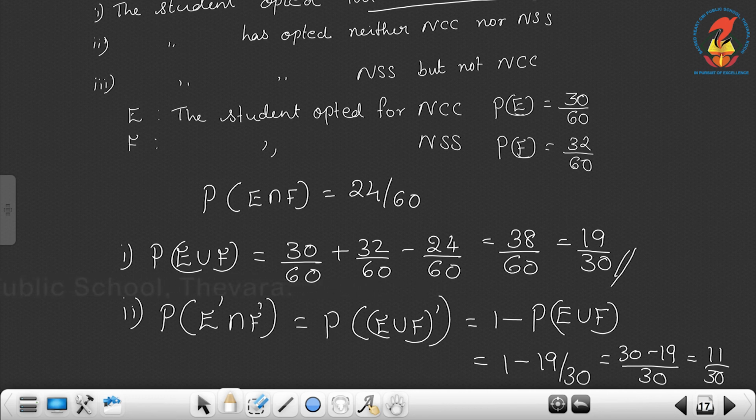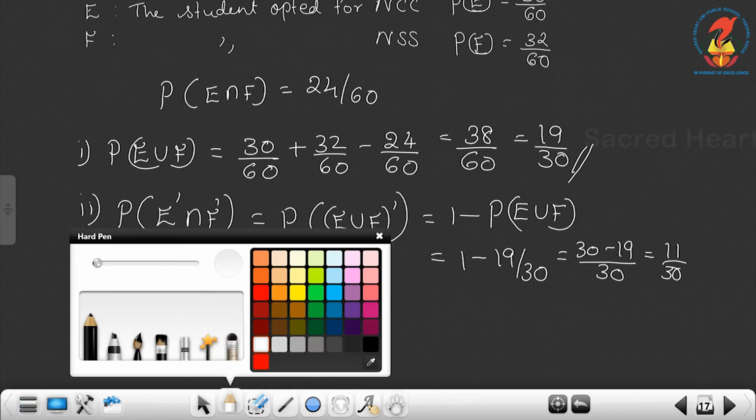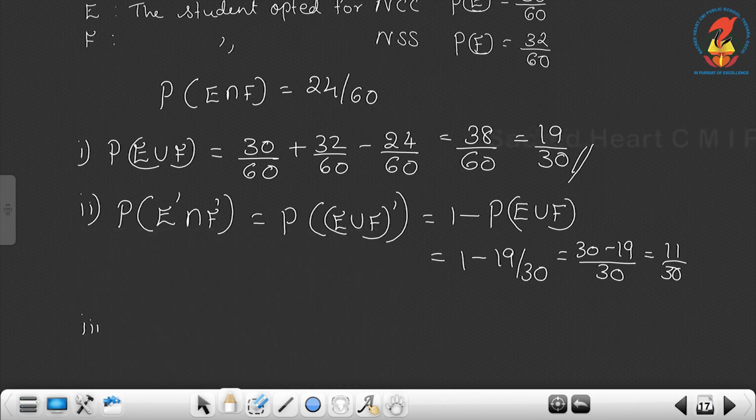Now, the last one, the student has opted NSS but not NCC. NSS but not NCC. So, what is the symbol? NSS is F. NSS but not, so minus E. Okay, the but not symbol is minus. So, P of F minus E, how to find that?